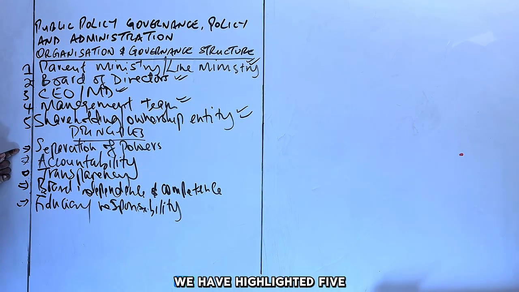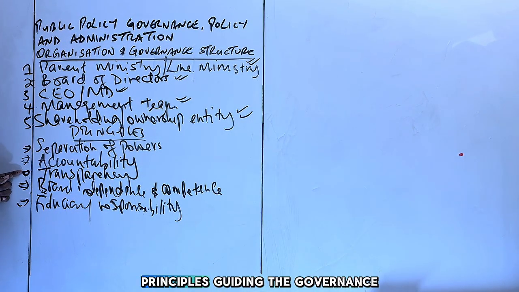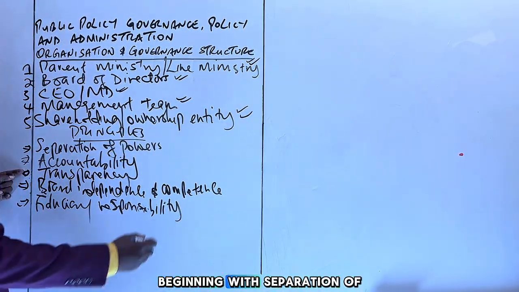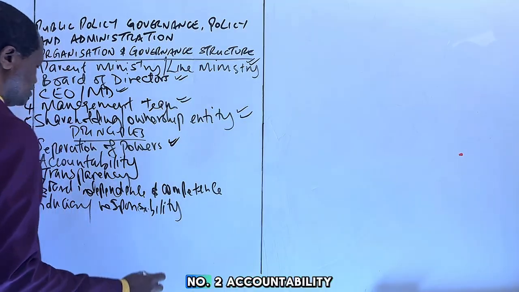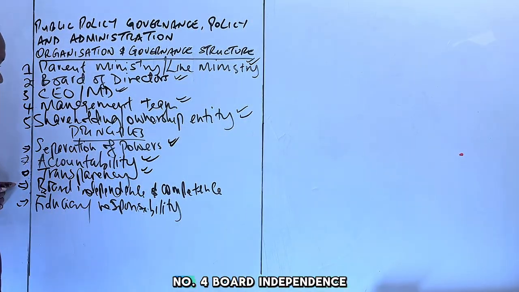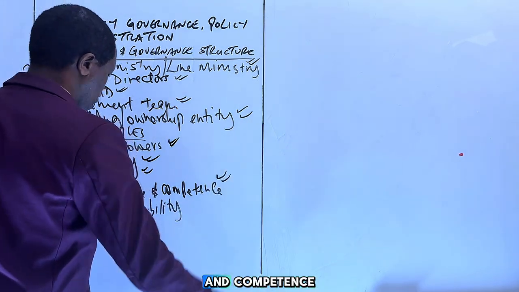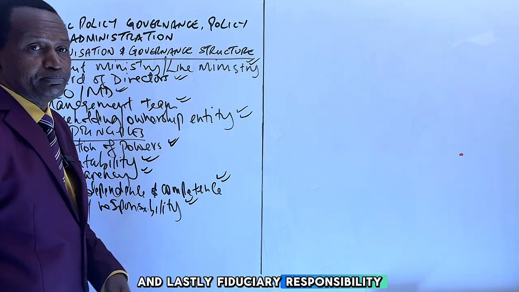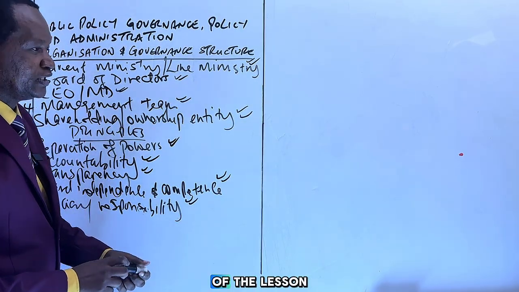Then in this lesson, we have highlighted 5 principles guiding the governance structure, beginning with separation of powers. Number 2, accountability. Number 3, transparency. Number 4, board independence and competence. And lastly, fiduciary responsibility. That is the end of the lesson.